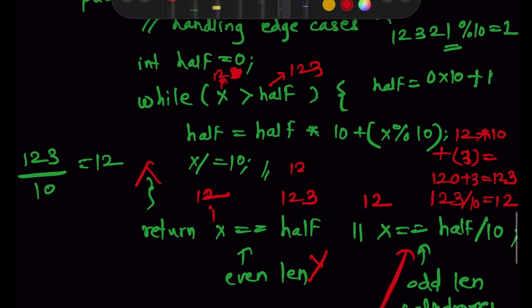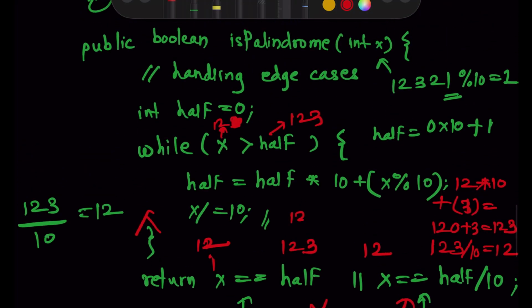Let's quickly discuss the time complexity. Since we are dividing this number by 10 always, our time complexity will be big O of n, n being the length of the number. And since we are not using any extra space, our space complexity is big O of 1. So this is what your interviewer expects from you when you're asked to solve palindrome number.